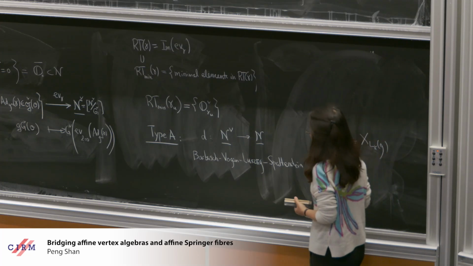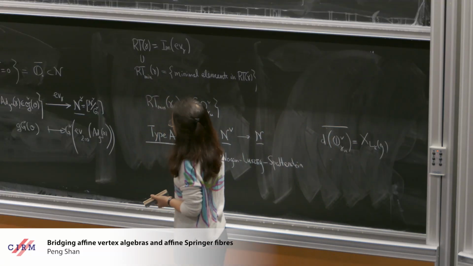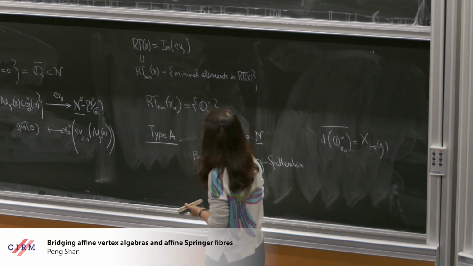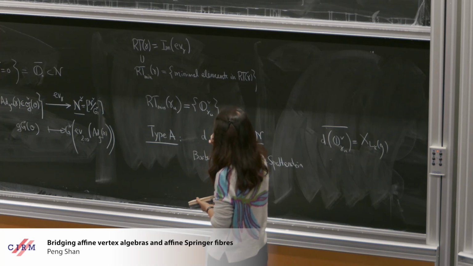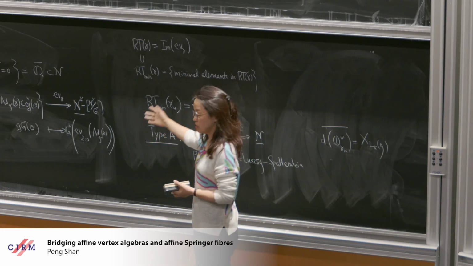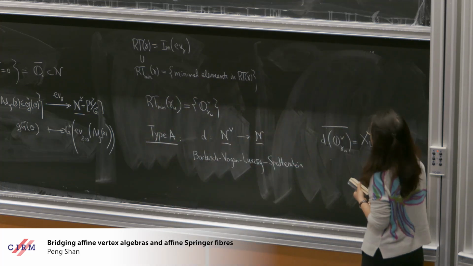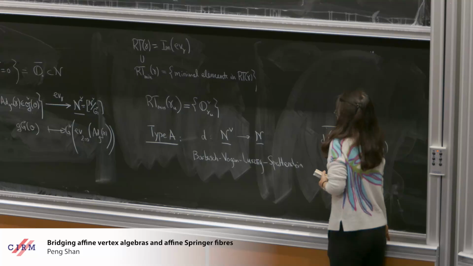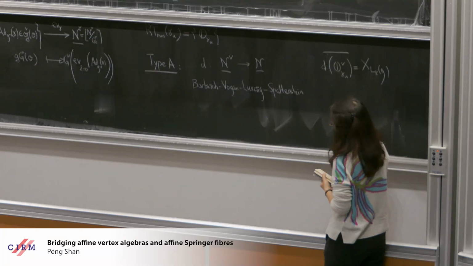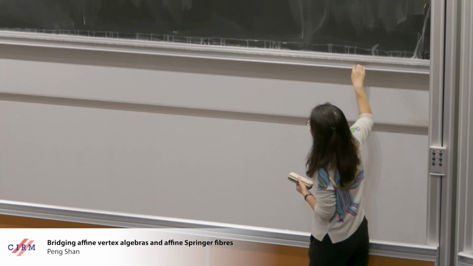Right. So the moral of what I'm describing here is that there should be some relationship between this RT-min construction and the dual of it and the associated variety of this L_k(g). So, now I want to move to the non-admissible case.